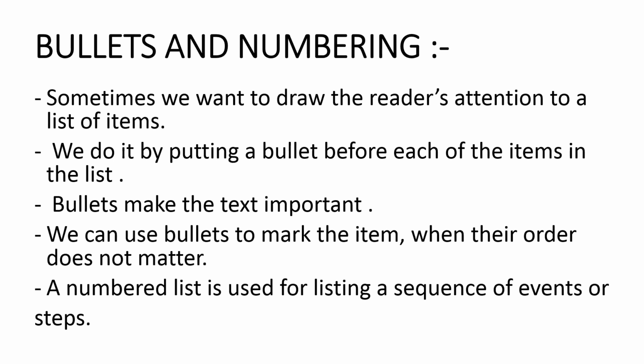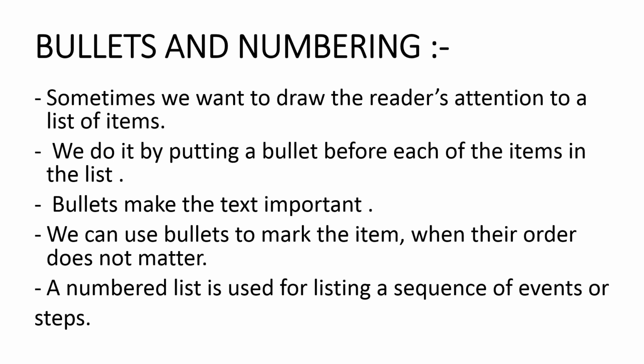Now sometimes we want to draw the reader's attention to a list of items. We want a certain content inside the document to be highlighted, so that whenever a user reads that document, his attention should first go to that list of items. We do it by putting a bullet before each of the items in the list. Bullets play a very important role inside the document. We can use bullets to mark items when their order does not matter.